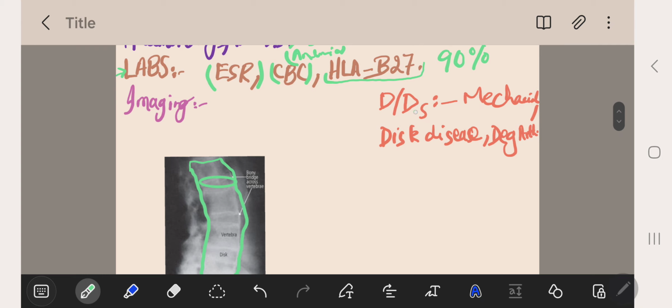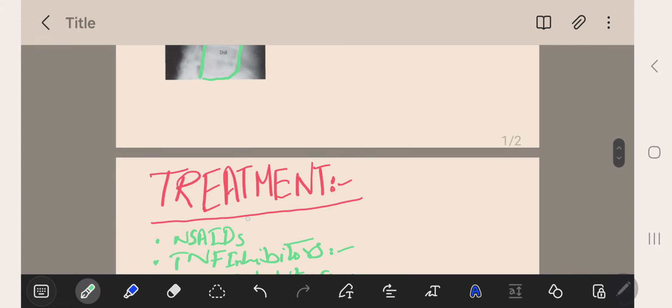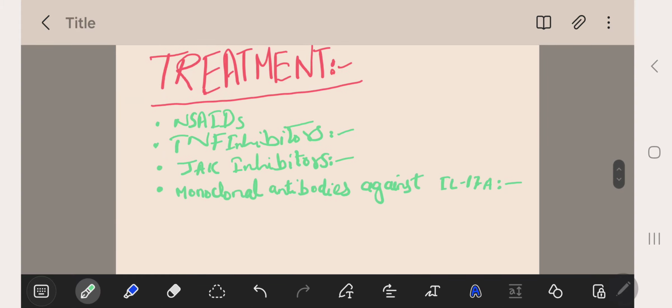The differential diagnosis for ankylosing spondylitis are mechanical trauma, disc disease, and degenerative arthritis. Treatment. The first line of treatment is NSAIDs. For any inflammation, we use NSAIDs, and if NSAIDs don't work, then we give TNF inhibitors. Tofacitinib can be used in NSAID-resistant disease. JAK inhibitors can also be used in NSAID-resistant disease.